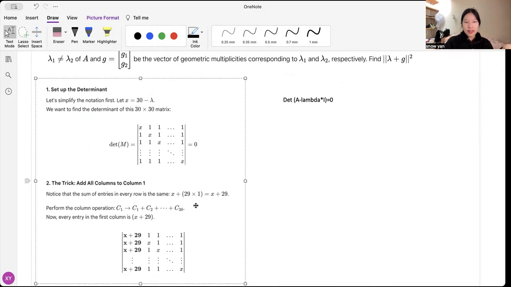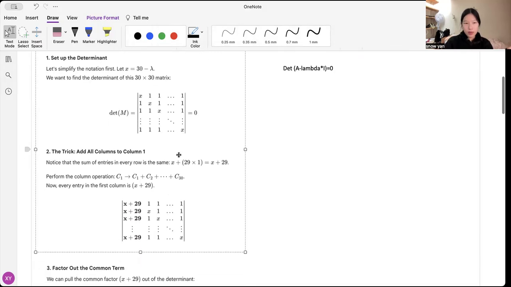The problem is that we don't know how to simplify this further with Gaussian elimination. If we do Gaussian elimination, it would turn out to be a mess. So a trick that we can do is that we realize that every column sums to the same, and every row sums to the same. So for the columns, we can set the first column to be the sum of all the columns. In this case, we would have x plus 29 for each of the values inside column 1, and everything else stays the same.